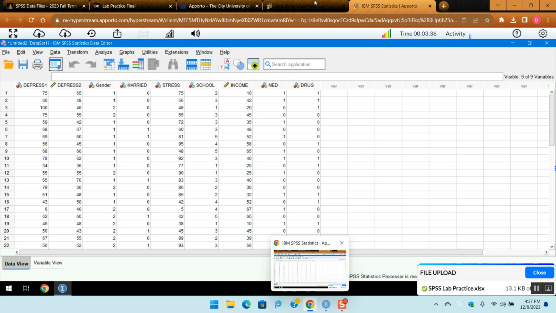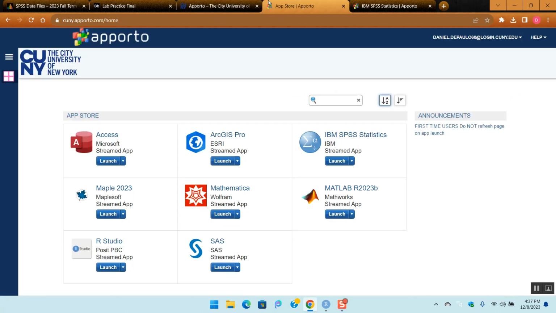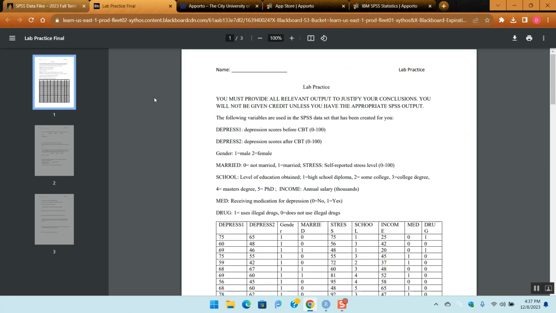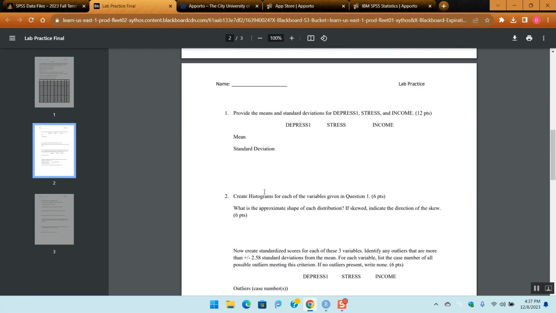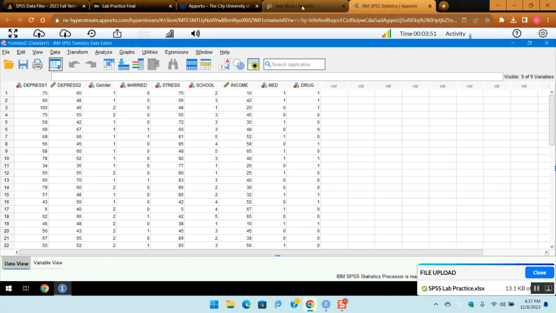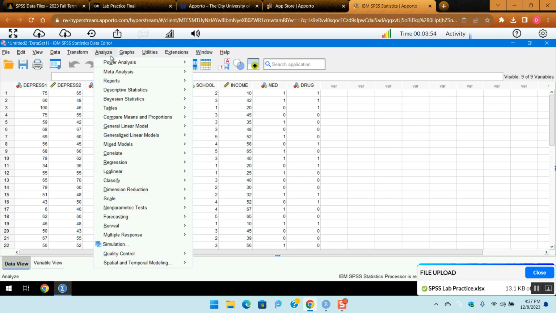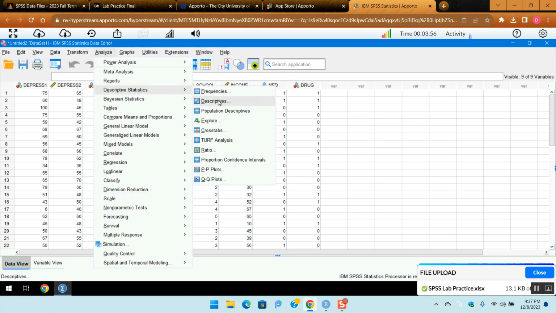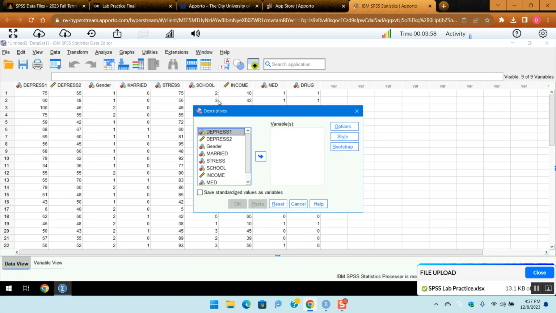So now I'm going to look through the lab practice. Here's our lab practice. First question, I need to find the mean and standard deviation for depression, stress, and income. Let's look for the mean and standard deviation for depression, stress, and income.